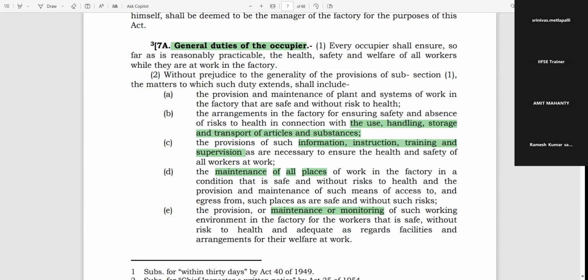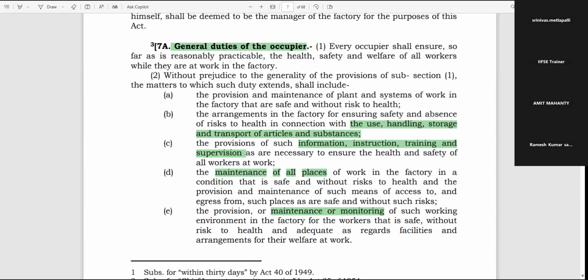Okay, so we are talking about the general duties of an occupier. So here, basically, as we have seen... Any question? Right. For the initial few minutes, I'll keep everybody muted. So if you have any questions, you can type in chat so I can address that later.